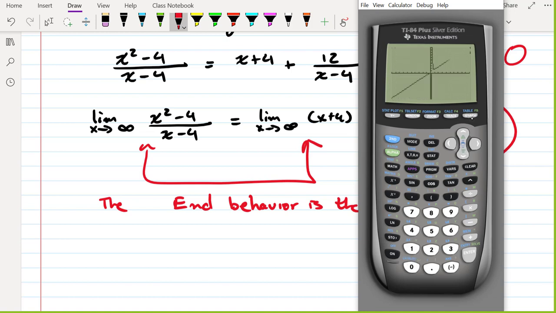And when we do so, we notice something very, very interesting happens. As soon as we get outside of 10, that rational function looks almost identical to that line. So what the oblique asymptote is telling us is that that rational function behaves exactly like that line once we get away from its vertical asymptote, which occurs at x equals 4.